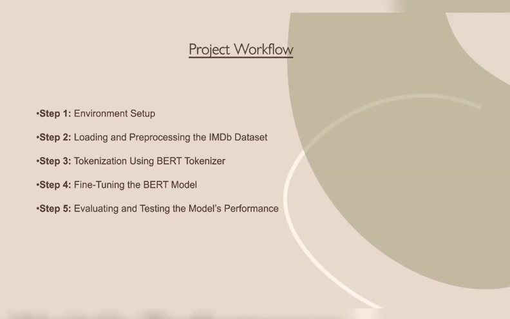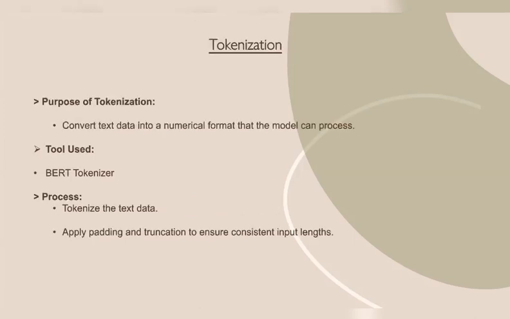So yeah, we first of all loaded and pre-processed the IMDb dataset, which basically contains movie reviews labeled as either positive or negative. And then we applied the BERT tokenizer to convert these reviews into a format that our model can understand. Simple. Then we just fine tuned the pre-trained BERT model on that specific dataset. That's it.